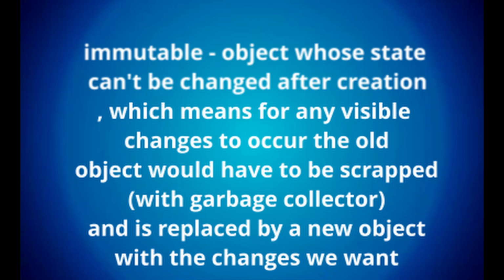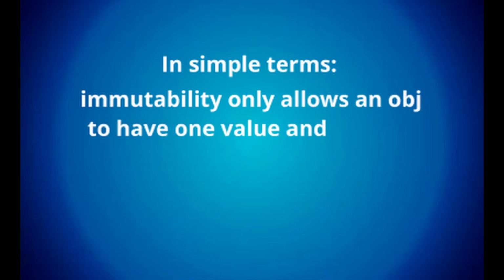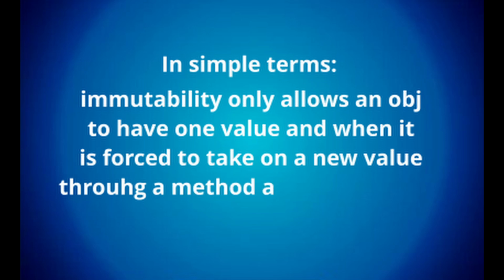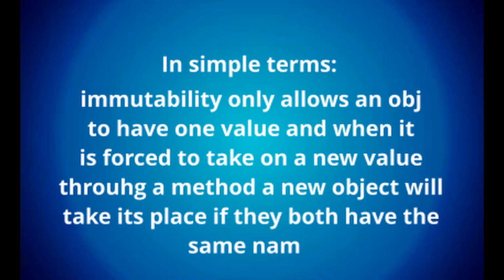Let's put this in simpler terms. That was a little all over the place. Immutability only allows a value to have one value. When it's forced to take on a new value through an object of the same name equaling a different value, that means the new object, which has the same name, mind you, will take its place.